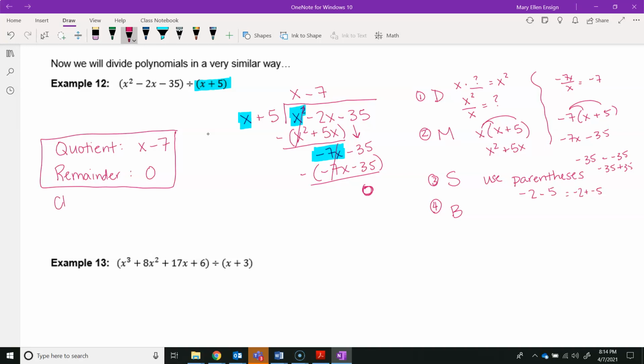If I want to check this, I can multiply my divisor by my quotient, my divisor by my answer. And what we should get, I'm not going to take the time to multiply it right now, but we should get what we started with exactly, okay? If we had a remainder and we checked it, we'd have to multiply those two and then add in the remainder in order to get what we started out with.